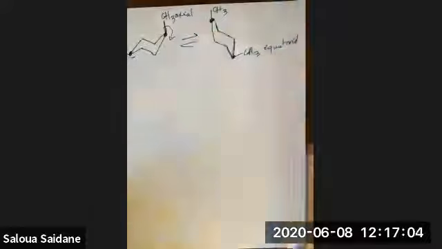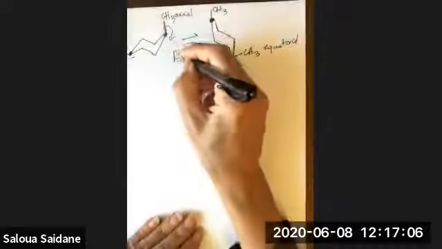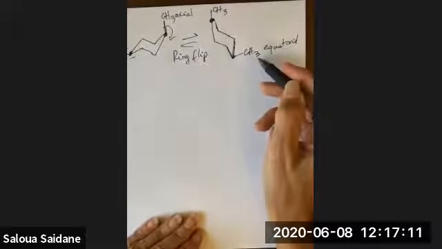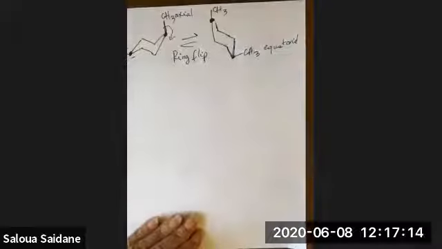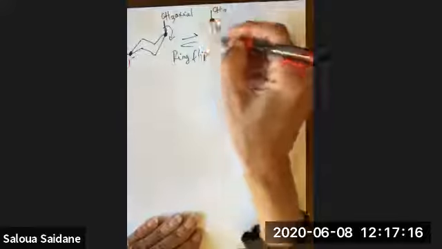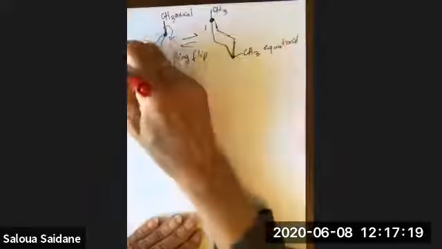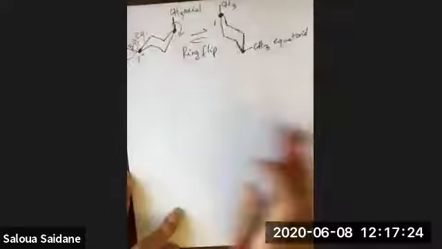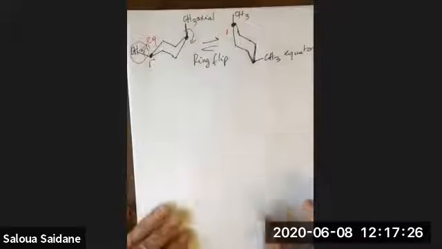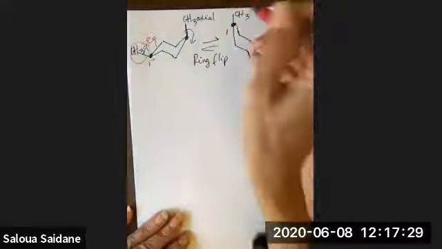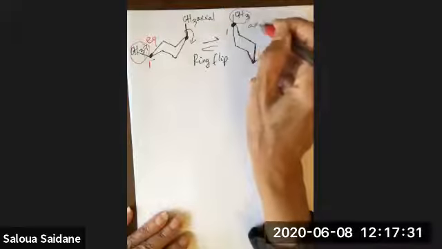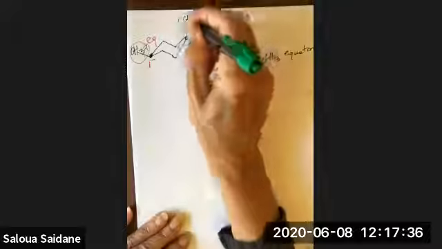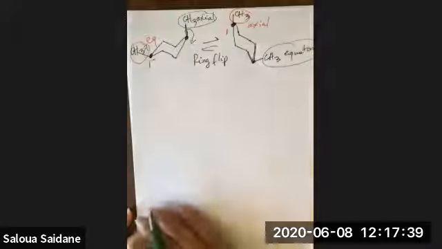So these keep on going back and forth. This is what we call a ring flip. So these two are conformers. What it means is, if I call this carbon 1, the equatorial position of the carbon, right there, sorry about this, the equatorial becomes axial. And on this side, the axial becomes equatorial.